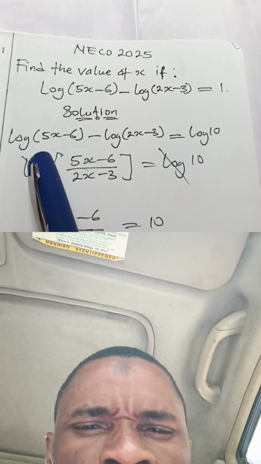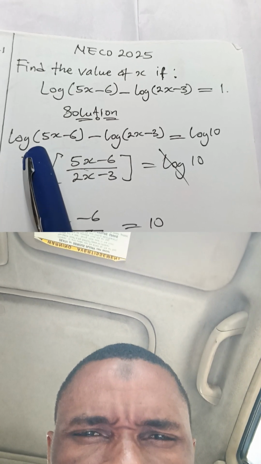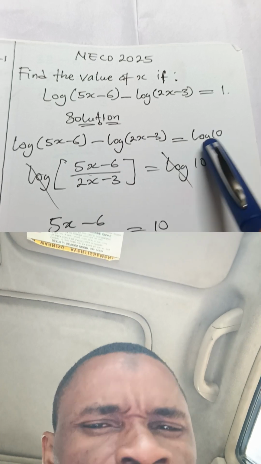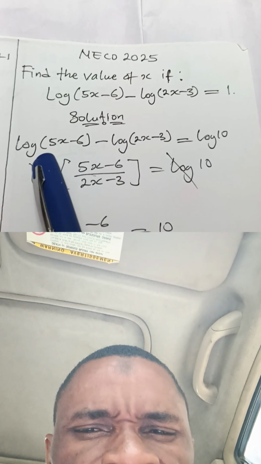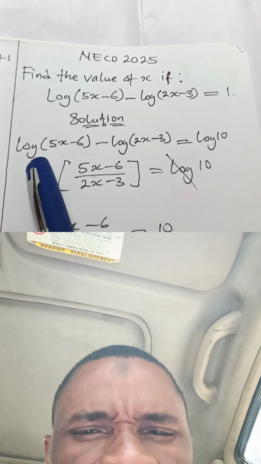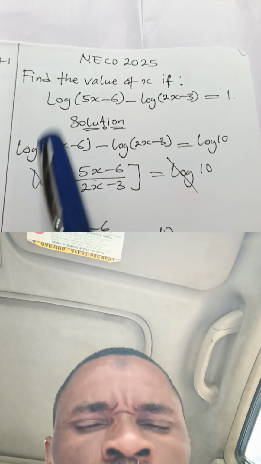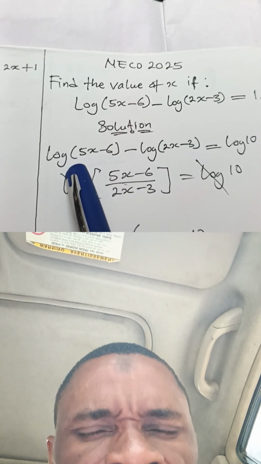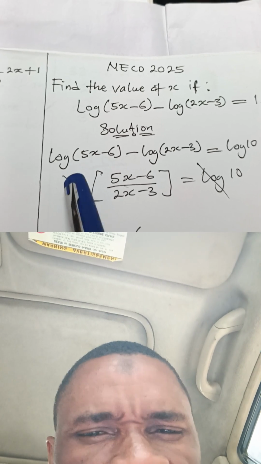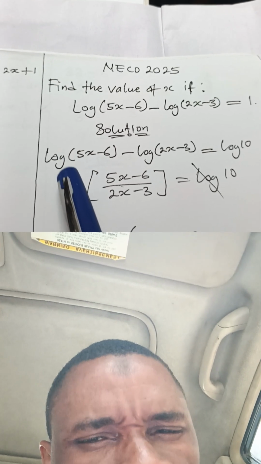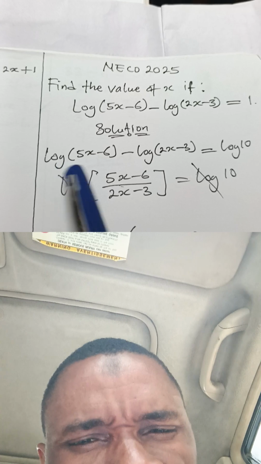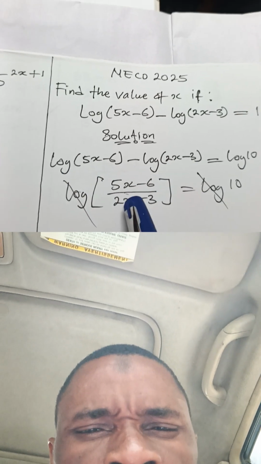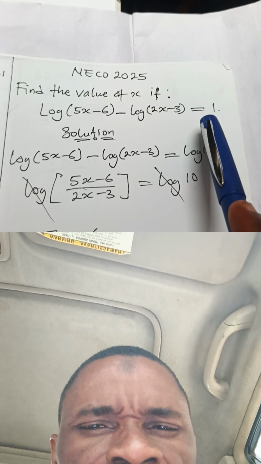Look, if you look at this log, don't be confused. The bases were not given clearly, but once a log is written like this without showing you the base, the log is in base 10. Once they write log like this without indicating a base, maybe base 5, base 2, the log is in base 10. At times they will put the 10, at times they will not put the 10, but it is in base 10.